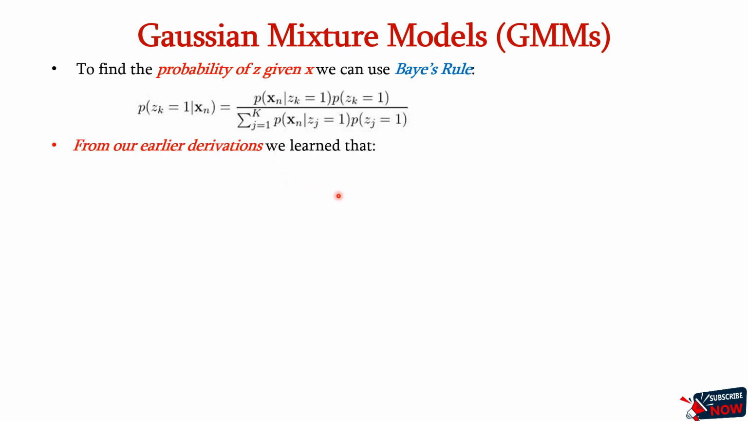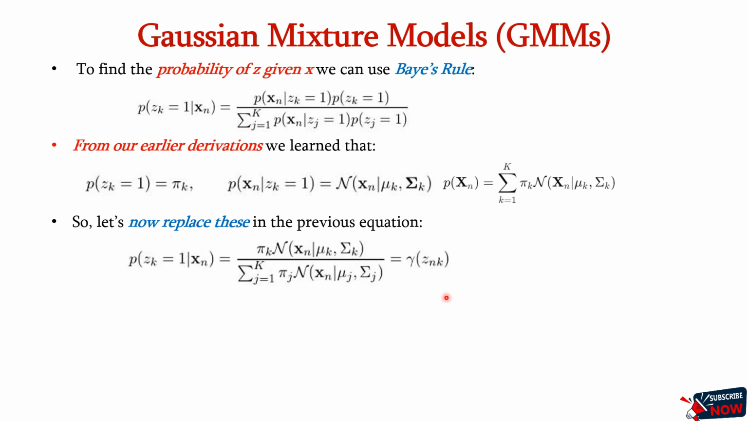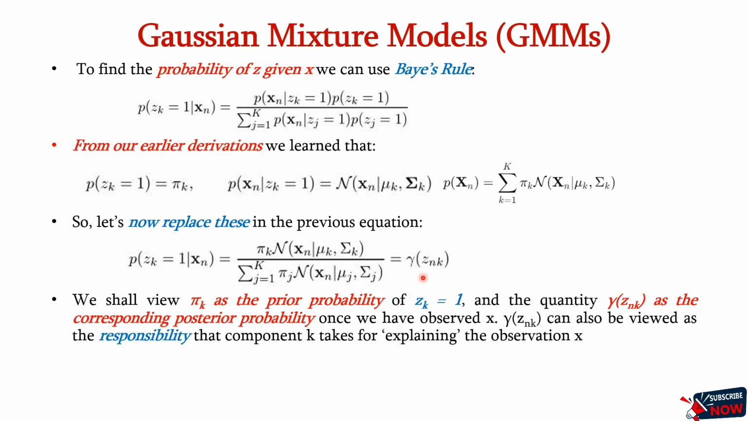So from our earlier derivations, we know that p of zk is equal to 1 can be expressed as pi k, p of xn given zk is equal to 1 can be expressed as the normal distribution, and p of xn can be expressed as the marginal distribution, that is summation of k is equal to 1 to K pi k into normal distribution of xn given mu k comma sigma k. So now let us replace this with this equation. So we get from this the gamma of z and k.